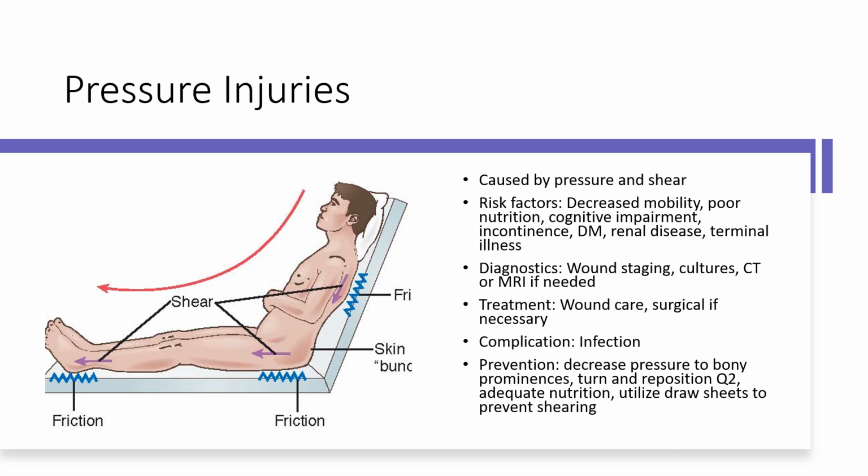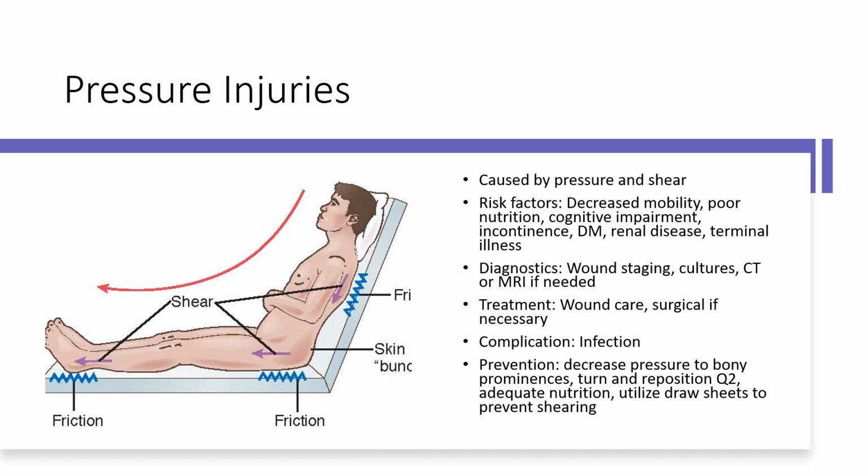So for diagnostics, we're going to look at the wound staging. We'll talk more about that in a few minutes. We might need to get a culture of that to check for any bacteria. A CAT scan and MRI might be needed to see if there's any bone or ligament or anything involved other than just the skin. For treatment, we're going to do wound care, usually wet-to-dry dressings. We usually want to cleanse it prior. If it's really bad, they might need surgery, they might need debridement.